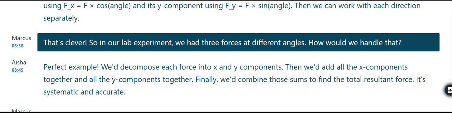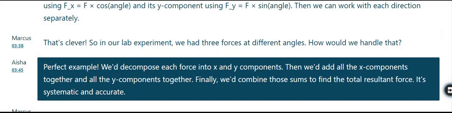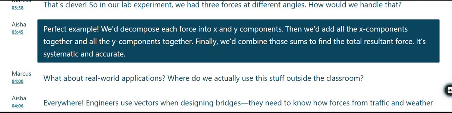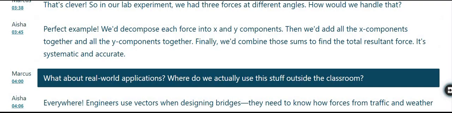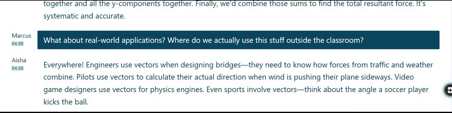That's clever. So in our lab experiment, we had 3 forces at different angles. How would we handle that? Perfect example. We'd decompose each force into x and y components. Then we'd add all the x components together and all the y components together. Finally, we combine those sums to find the total resultant force. It's systematic and accurate.